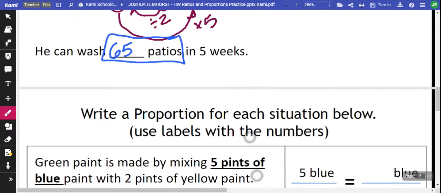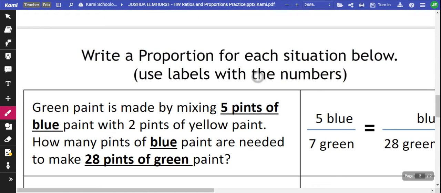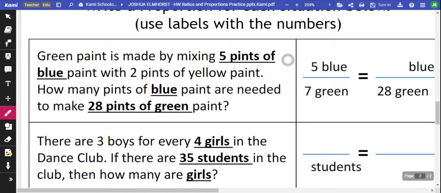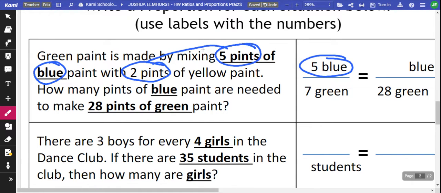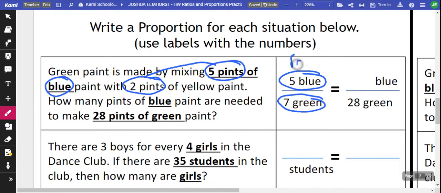Now, we're going to use proportions to solve for each one of the situations down below. We're going to mix blue and yellow paint to get green. So first thing, we need blue, 5 blue, and then it says 2 pints of yellow. But wait a minute, where did we get the green from? When you mix blue and yellow, you're going to get green, so 2 plus 5 is 7. So looking at this ratio, setting it up, we have ratio 1, and then we're going to make that equivalent to ratio 2.